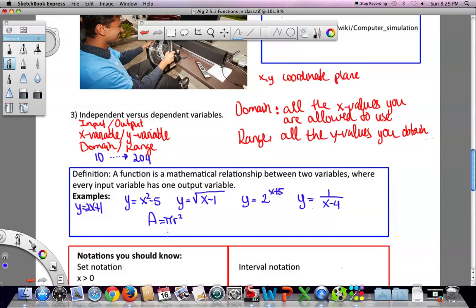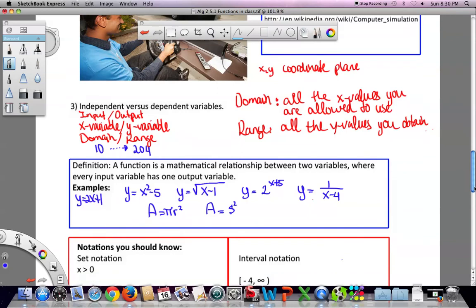But you are already familiar with a whole bunch of other functions as well, even mathematical functions. Here's a relationship between the radius and the area of a circle. Here is the relationship between the area of a square and its side, and we could continue with this and do things for volume and surface area and a whole bunch of other stuff as well.